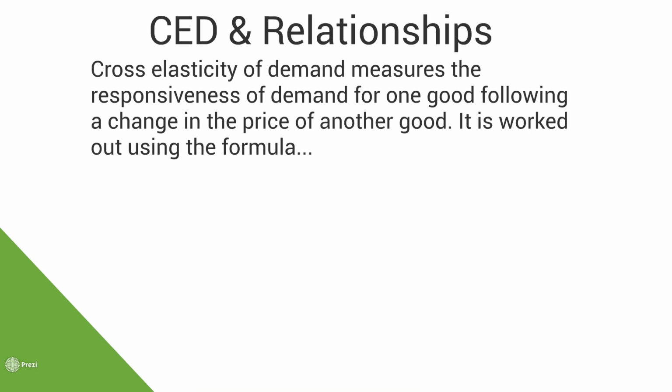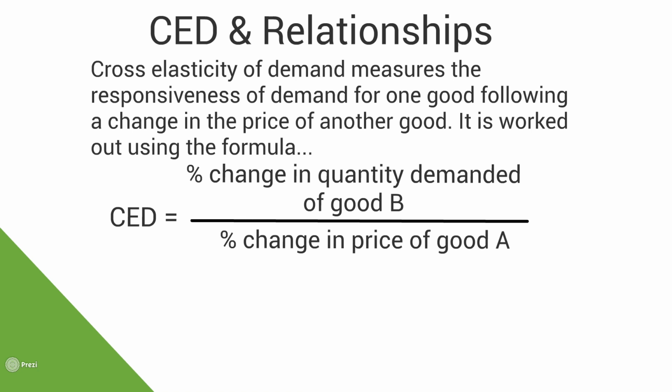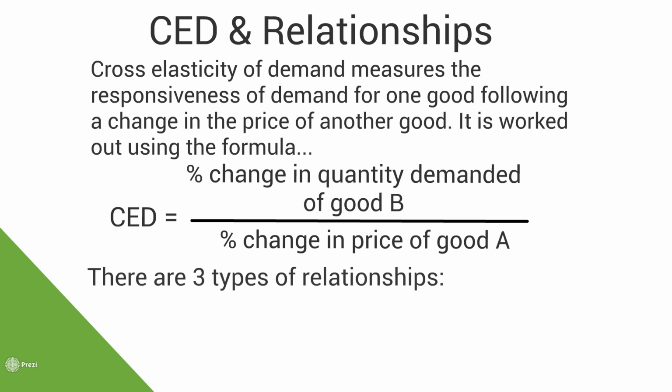Cross-elasticity of demand measures the responsiveness of demand for one good following a change in the price of another good. It is worked out by using the formula: cross-elasticity of demand equals change in the quantity demanded of good B divided by the change in the price of good A. There are three types of relationships between goods.